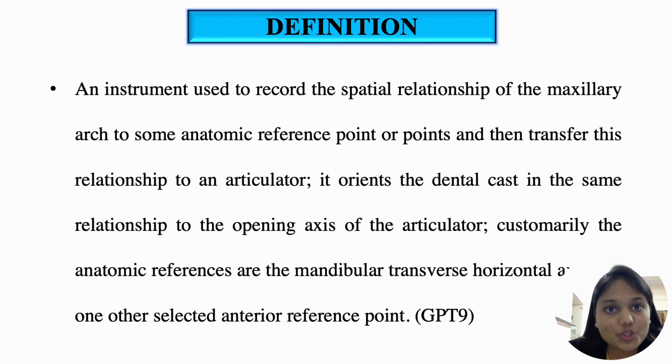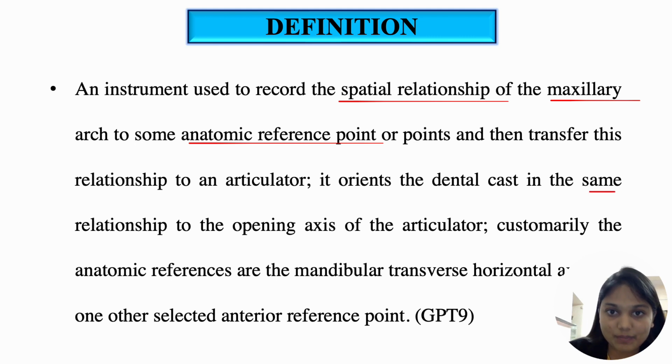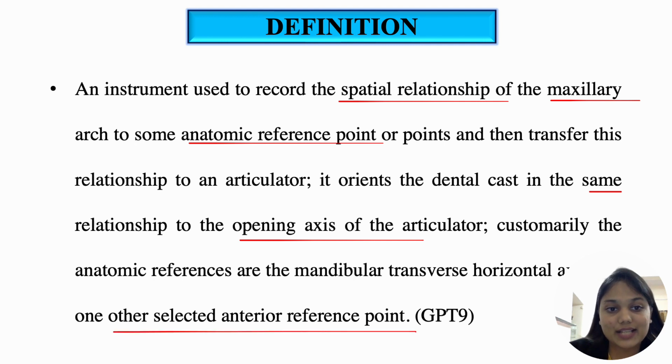It's defined as an instrument used to record the spatial relationship of the maxillary arch to some anatomic reference point or points. So what are these reference points? We have anterior and posterior reference points, and I will be explaining what those points are. Then it transfers this relationship to an articulator. It orients the dental cusp in the same relationship to the opening axis of the articulator. Customarily, the anatomic reference points are the mandibular transverse horizontal axis and one other selected anterior reference point.